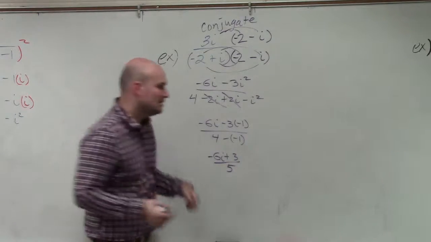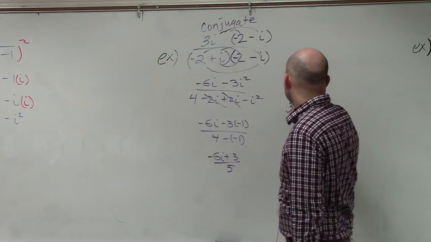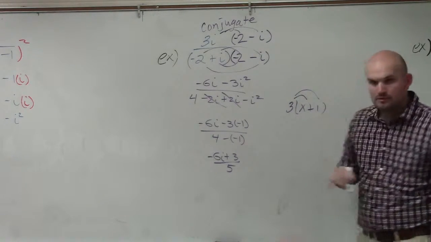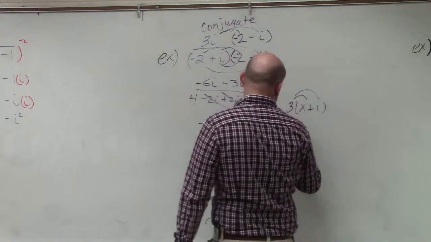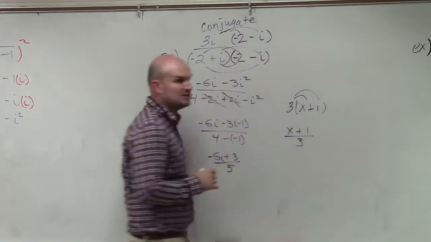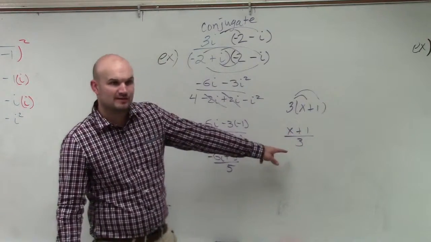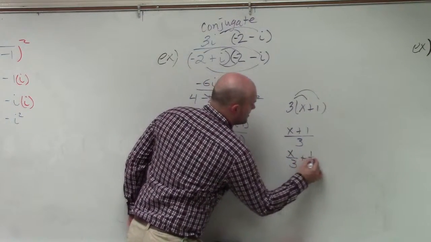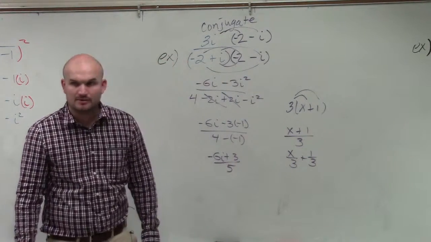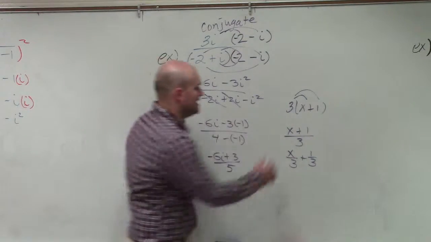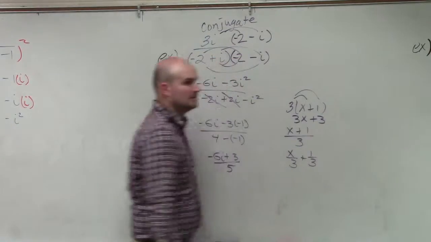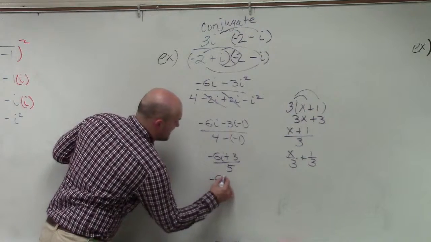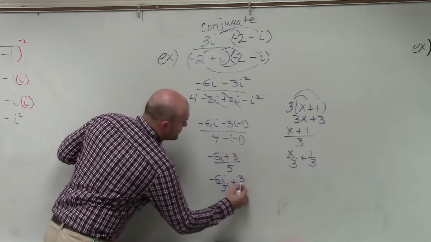OK, now, a couple things we need to remember. First of all, if I did this, 3 times x plus 1, everybody remembers the distributive property, right? Well, ladies and gentlemen, if you're using multiplication, the same thing applies with division. If you're dividing an expression by 3, and the terms are separated by addition and subtraction, both of these terms are divided by 3. It's exactly the same thing as the distributive property. That's 3x plus 3. So I need to divide this 5 into both of these terms. So it's negative 6i over 5 plus 3 over 5.